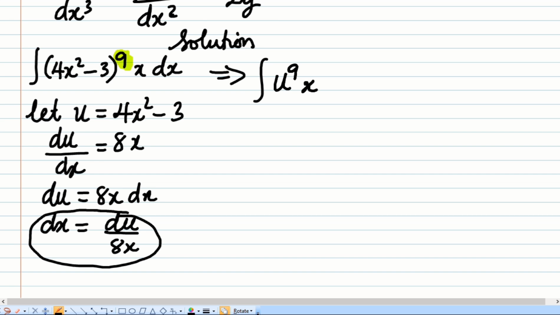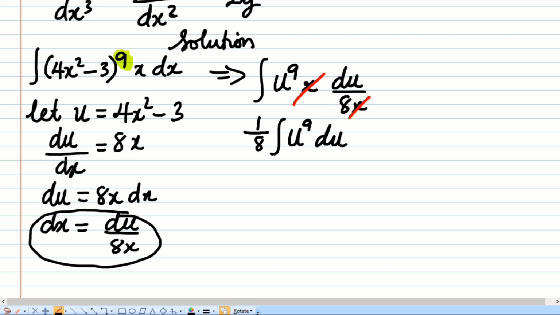But remember, dx is now du over 8x, right? Now notice that when we have done this, we can easily cancel the x terms. That's why it's very important to do that. So this 1 over 8, I can now bring it out of the integral sign. So it's going to be 1 over 8, the integral of u raised to power 9 with respect to u.